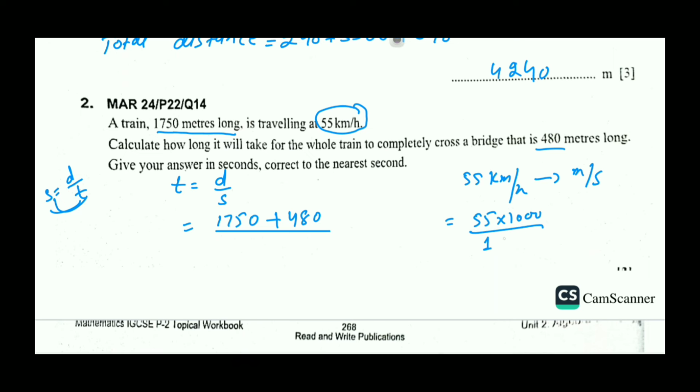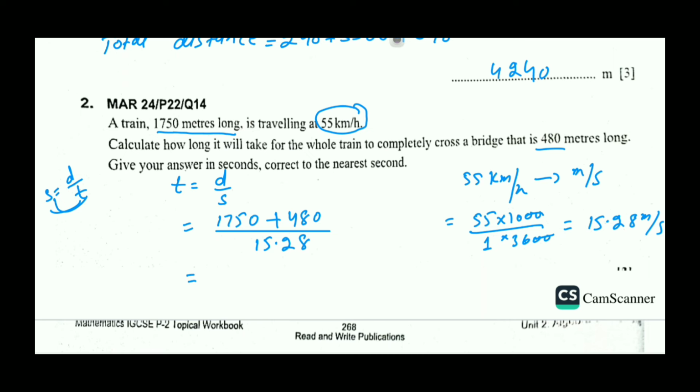So it means we have to divide by 3600. If we simplify, we will get 15.28 meters per second. So please be very careful with the conversion as well. In some questions we must do conversions, and then we solve the questions. 15.28 will be the speed because we have converted that speed into meters per second.